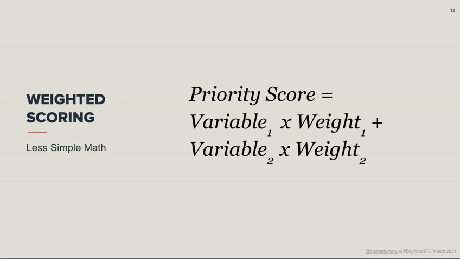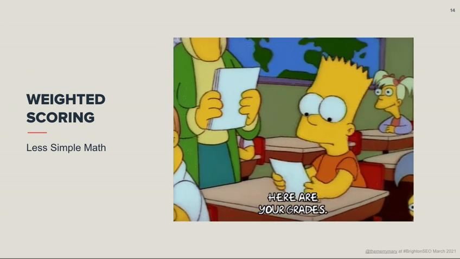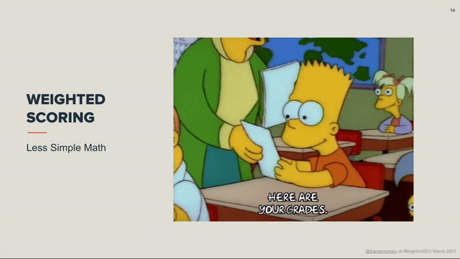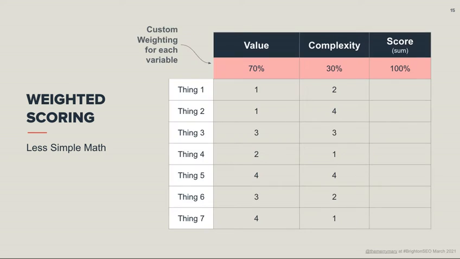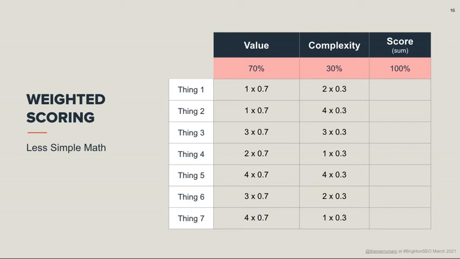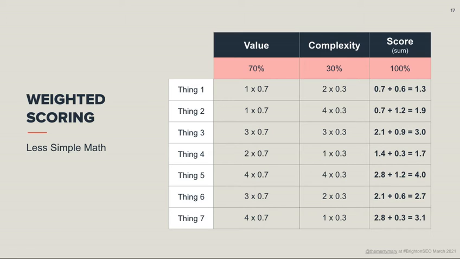This is kind of like in college when your chemistry final was worth 50% of your grade, and all of those other small tasks were weighted less. The table that we are looking at here is very similar to the unweighted table. But up on the top in red, you can see the custom weighting that each variable is going to have. Value, in this case, is weighted at 70% and complexity at 30%. So we really are going to put a lot of weight onto whatever scores are in the value column. In the same way, we're going to multiply everything down the column by that weight, and then add the final scores together.